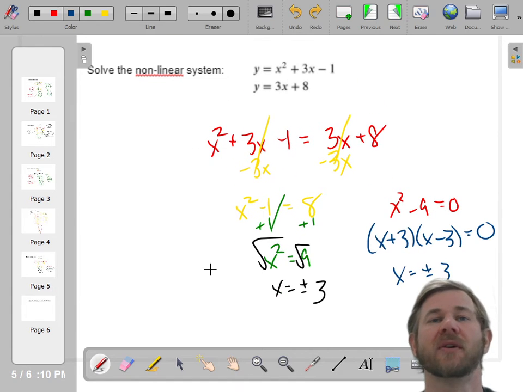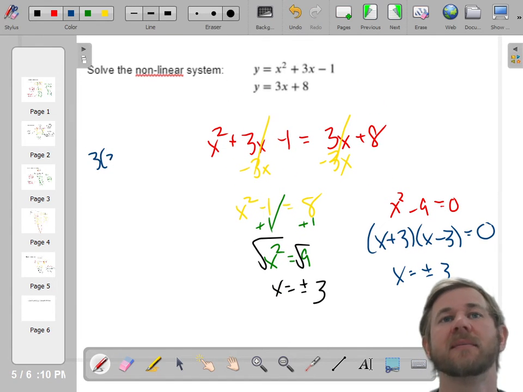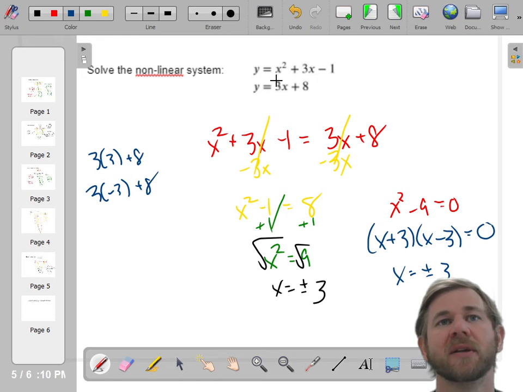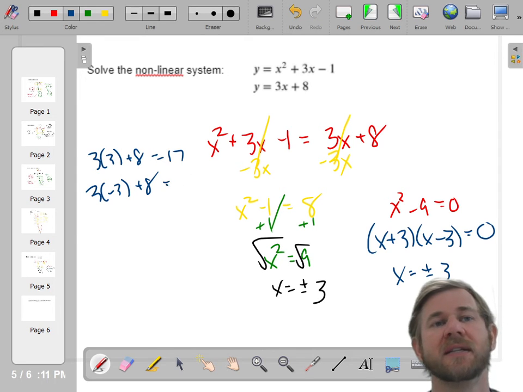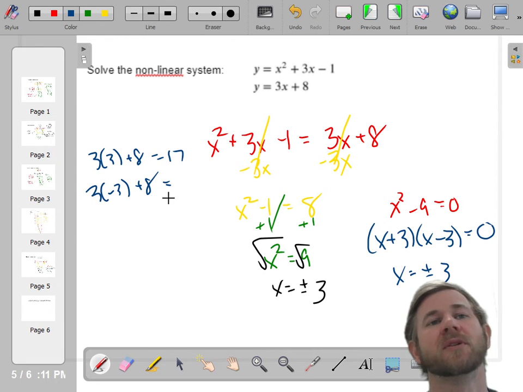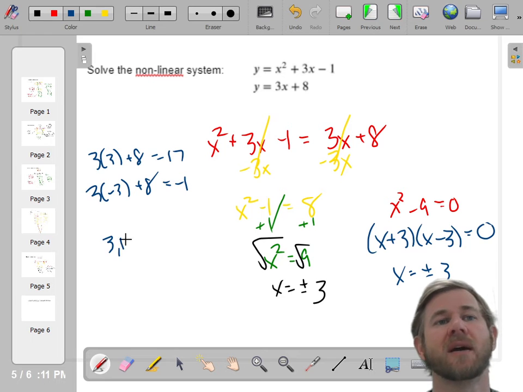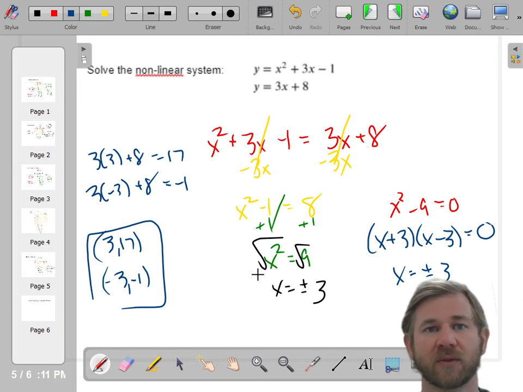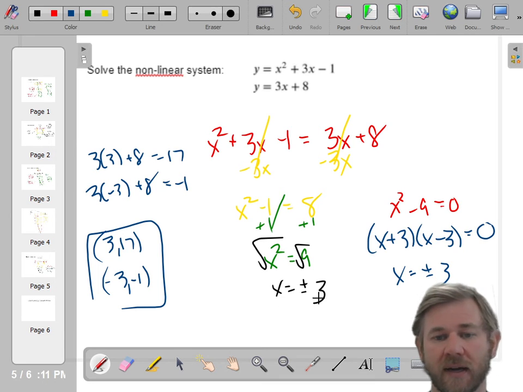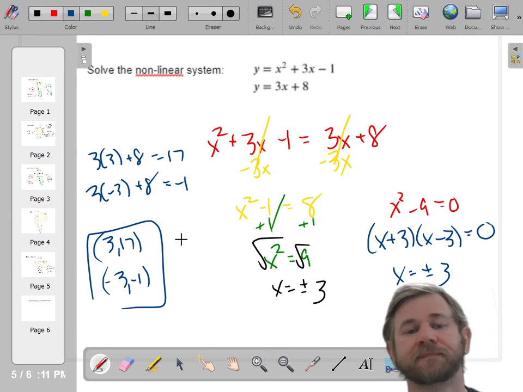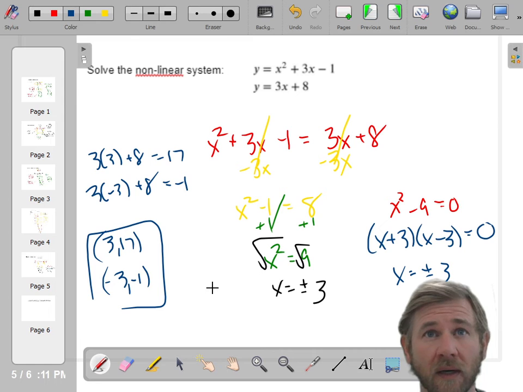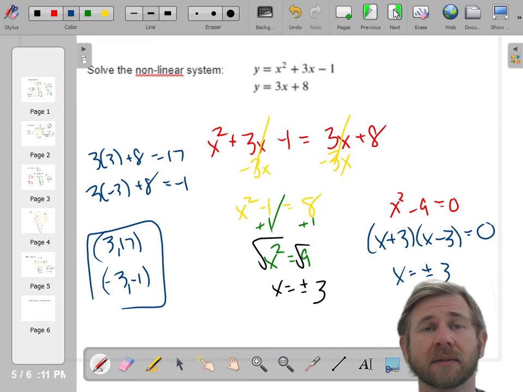Alright, we got x. We still got to find y. So 3 times 3 plus 8 and 3 times negative 3 plus 8. I'm plugging it in here because it looks easier. So that's 9 plus 8, so 17, and negative 9 plus 8 is negative 1. So this is 3 comma 17 and negative 3 comma negative 1. That's where those two intersect. That's a line and a quadratic. They intersect in 2 places.